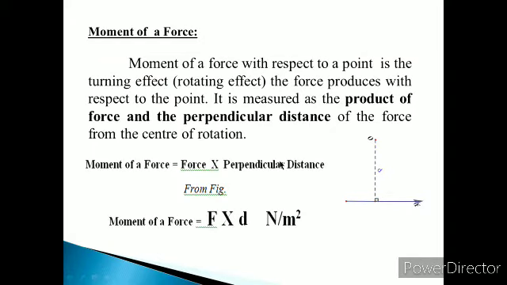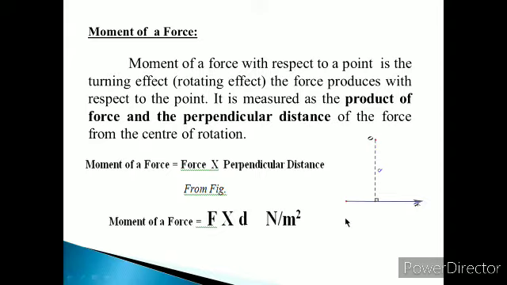Next one is what is meant by moment of a force. You know, in the previous class also, moment is nothing but some rotational effect. The moment of a force with respect to a point is defined as the simple turning effect or rotating effect that the force produces with respect to the point. That means with a fixed point, we apply a force. The body will rotate. It will produce a moment of a force. What is the measuring quantity? How is it measured? It is measured as the product of the force and the perpendicular distance of the force from the center of rotation.